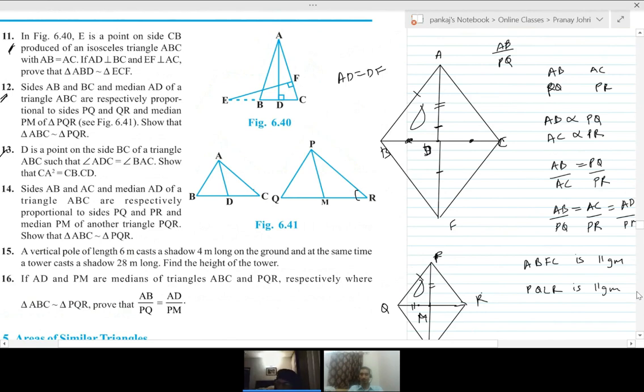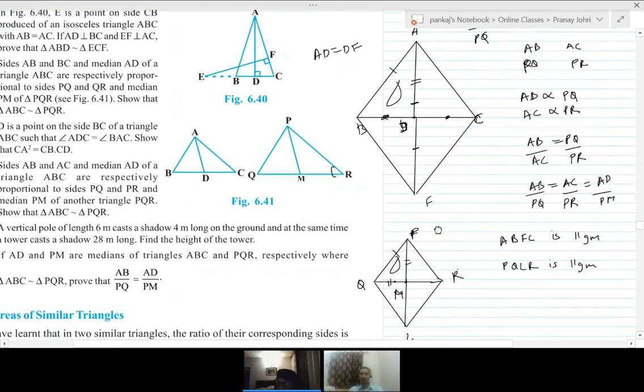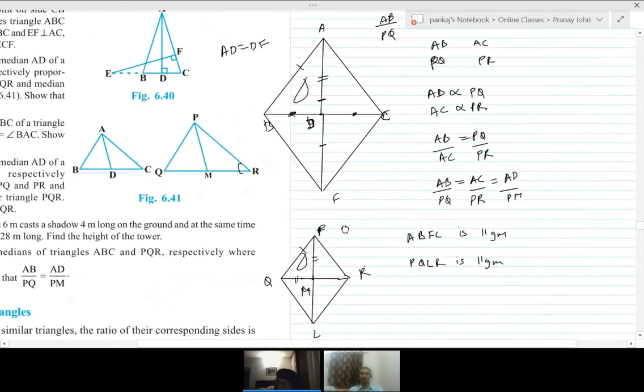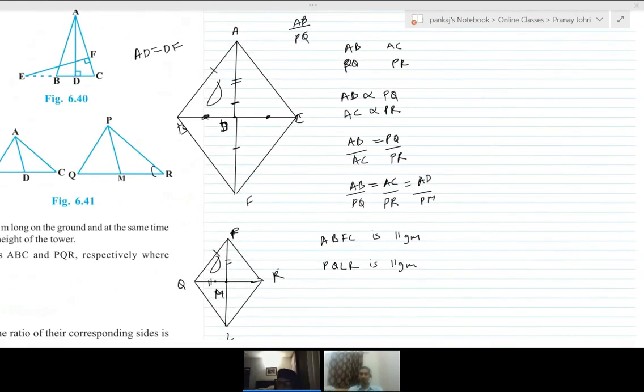So angle P is equal to angle L, and angle R equal to angle Q, and PQ equal to RL, PR equal to QL. Just using this parallelogram, these sides can be written as equal, these opposite sides. Similarly for this one also.